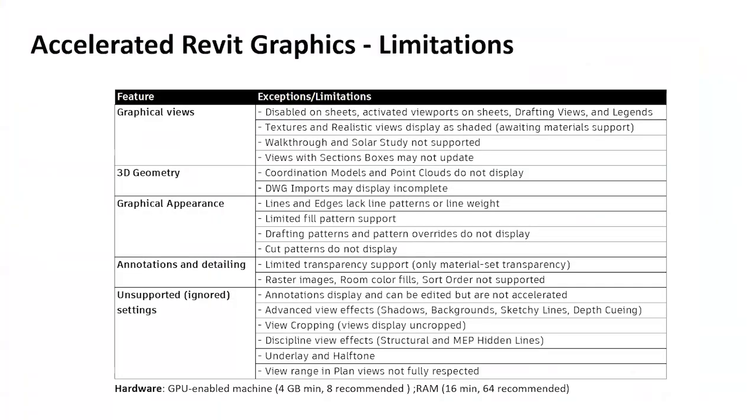There are some limitations. So it has limited support for textures and realistic views. Some pattern types, including drafting pattern, pattern overrides, and cut patterns are not displayed. Line patterns and weights are not supported. Annotations are displayed and can be edited but are not accelerated, which limits performance gains in heavily annotated views. What else? The new pipeline supports surface patterns, color, and silhouette edges, but currently has limitations on certain view types: sheets, drafting views, legends. Output operations, so print, export, render, will use the non-accelerated state, even if it's turned on.